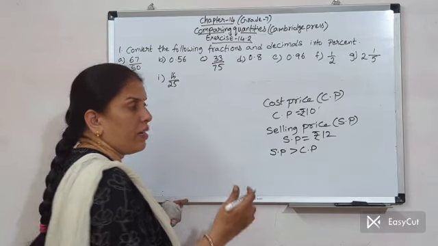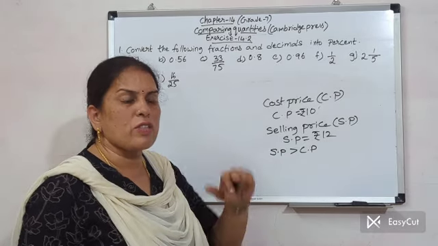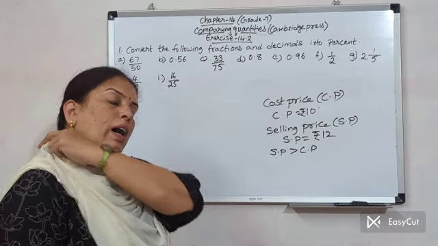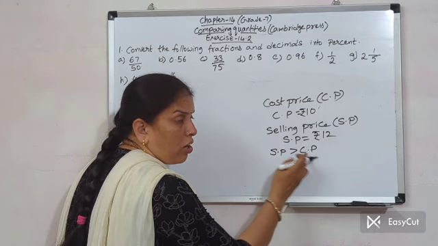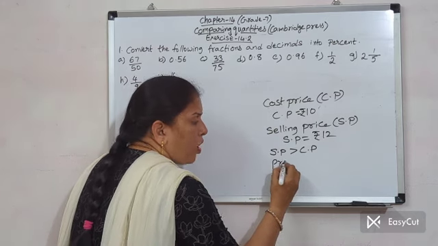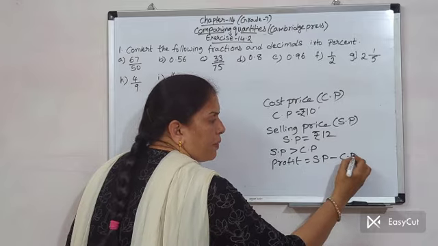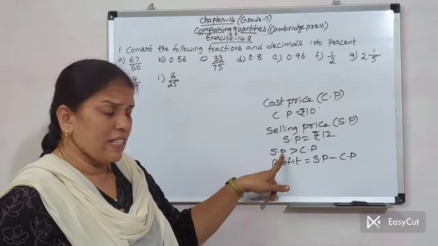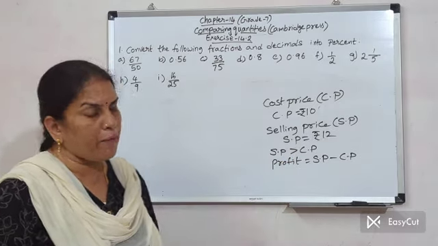We will get profit. How much profit am I getting? I bought that pencil for 10 rupees. I sold it for 12 rupees. 12 minus 10 is how much? 2. I got 2 rupees profit. If the selling price is greater than the cost price, then profit is equal to SP minus CP. All of you understood? If SP is greater than CP, then profit is equal to SP minus CP.